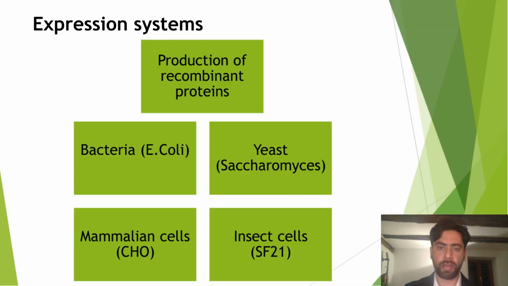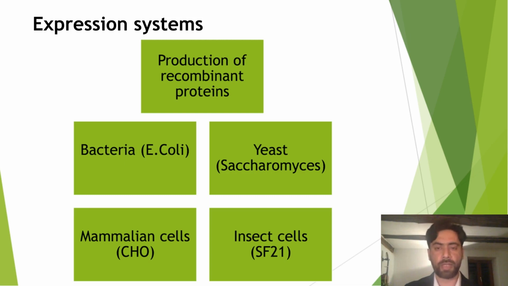Before going further into the process of how these cell lines are developed, I would like to mention what kind of systems can be used for this process. The objective here is to produce a recombinant protein, or for example, a monoclonal antibody, or any other kind of biological material. We can use different kinds of systems, and mostly these systems are called expression systems because these proteins would be expressed in them.